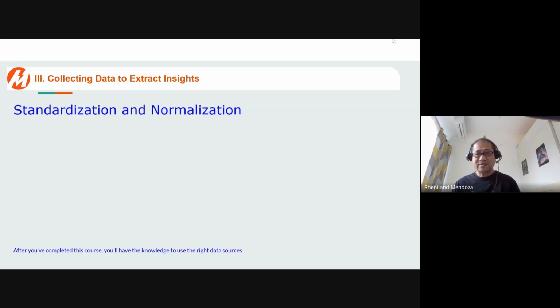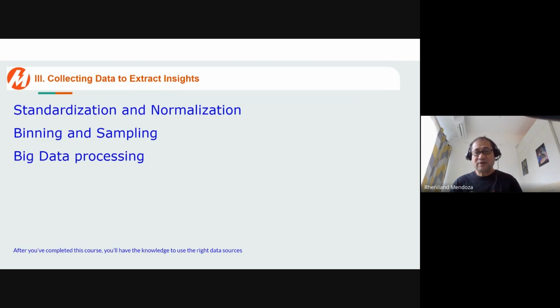We'll discuss techniques such as standardization and normalization that can be used to pre-process numeric features of our data. We'll also discuss how we can use binning and sampling to get a representative sample of our dataset. Then we'll move on to discussing the processing techniques that you would use to work with big data that may not sit in memory or a single database.